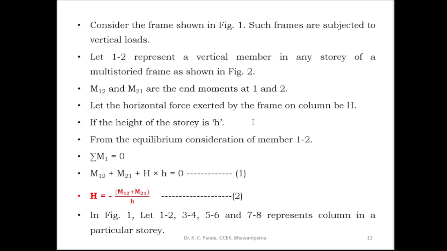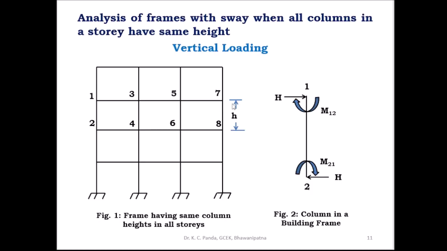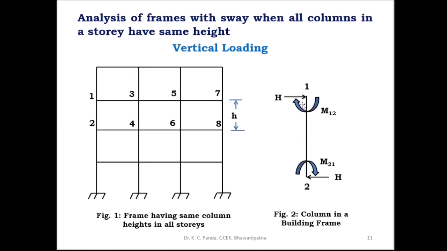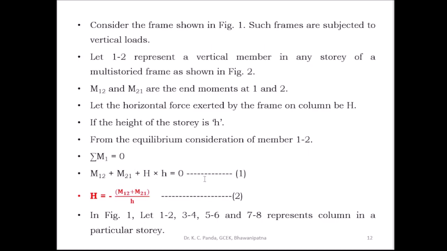Let the horizontal force exerted by the frame on column be capital H. If the height of the story is small h. From the equilibrium consideration of member 1, 2, the summation of M1 is equal to 0. So here you know, this is the vertical member. Take the moment about the joint 1. So this is clockwise, and this is also clockwise. So M12 plus M21 plus capital H into small h is equal to 0. Then capital H is equal to minus (M12 plus M21) divided by small h.